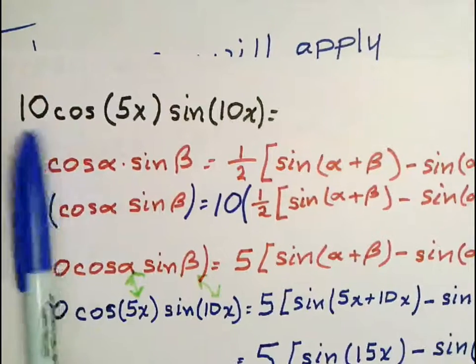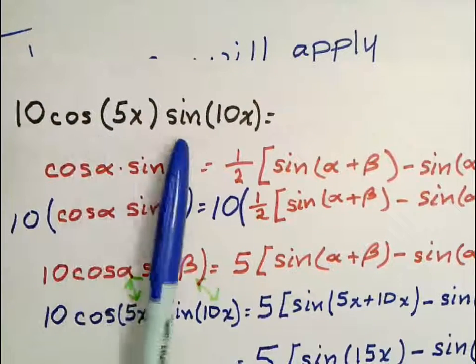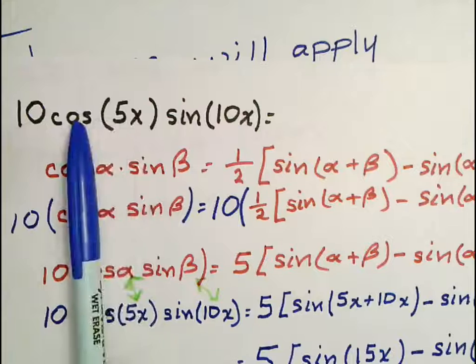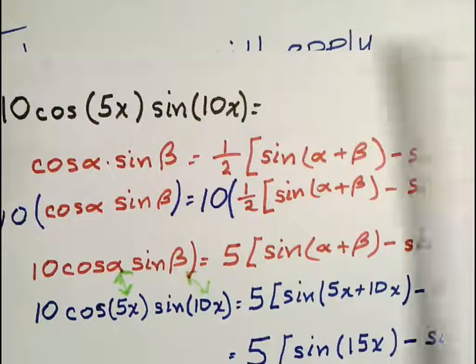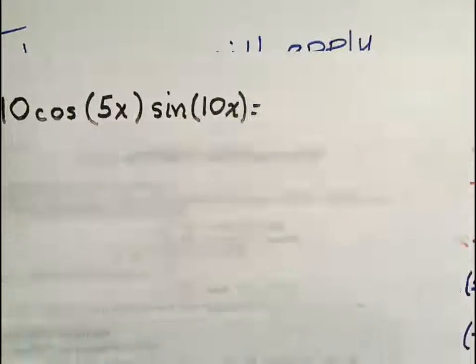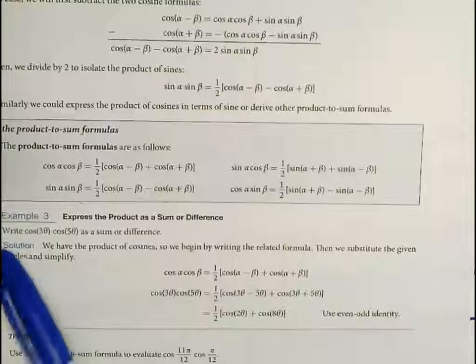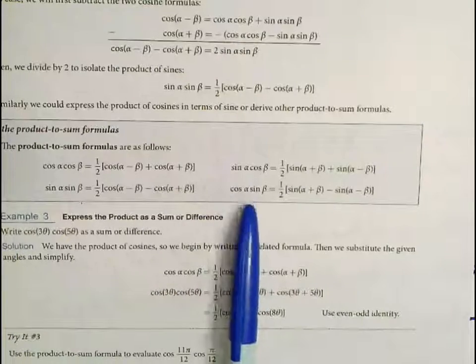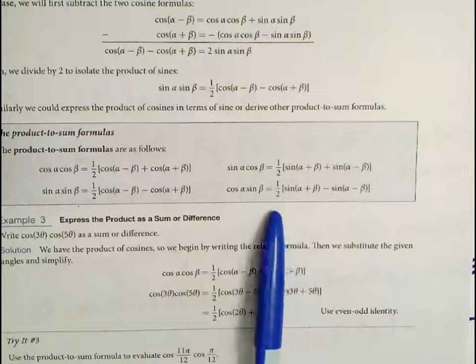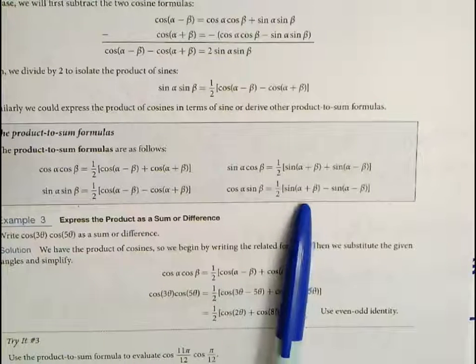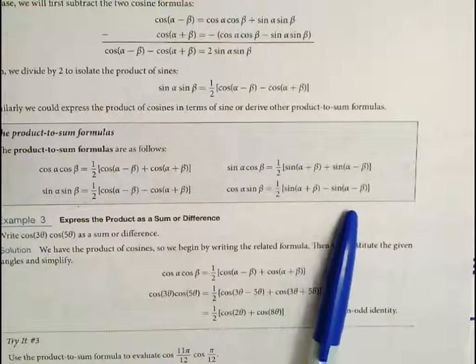Here we have 10 times the cosine of 5x times the sine of 10x. It's a cosine times a sine. So we go back to our formulas, and we want to find a cosine times a sine. Here it is right here, which is going to be equal to 1/2 times the quantity sine of alpha plus beta minus sine of alpha minus beta.